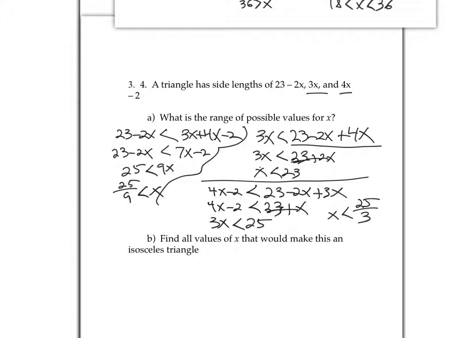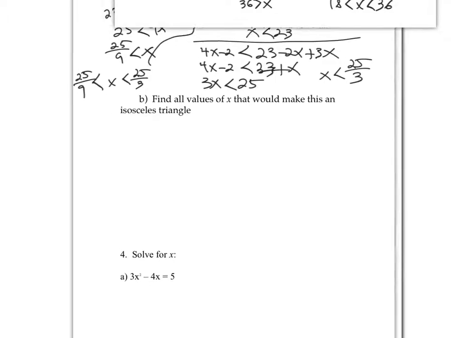We can say that x has to be less than 25 over 3, greater than 25 over 9. 25 over 9 is a little less than 2. 25 over 3 is a little more than 8. So now we have our range of values that would make this a possible triangle.